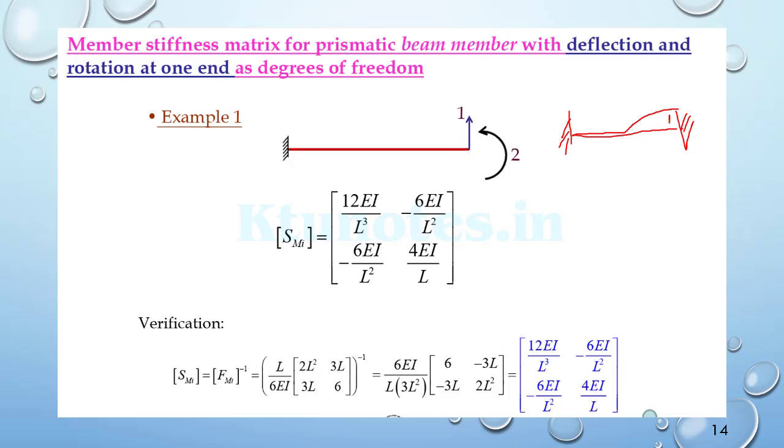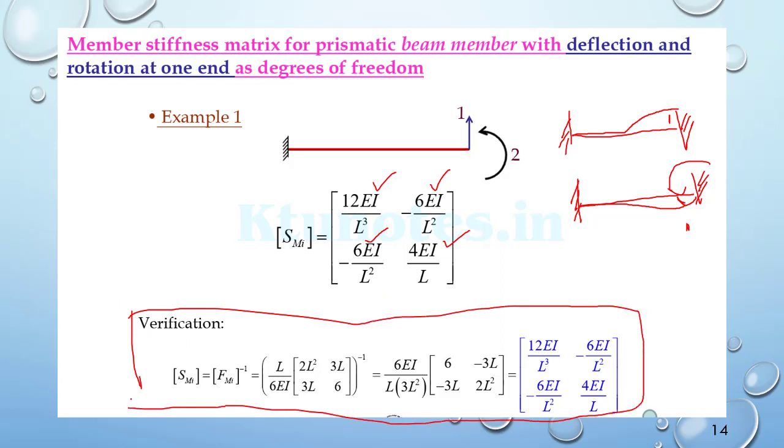This displacement is equal to 1, and for the second case it will be like this. Due to this moment, the rotation value will be 1. We have done this previously, and the corresponding stiffness coefficients are 12EI by L cube, minus 6EI by L square, minus 6EI by L square, and 4EI by L, which was for the sinking support case. Here also the verification is done that the stiffness matrix is the inverse of the flexibility matrix.